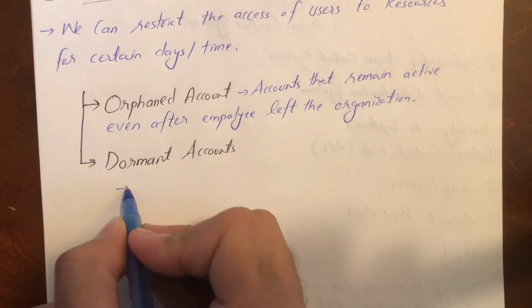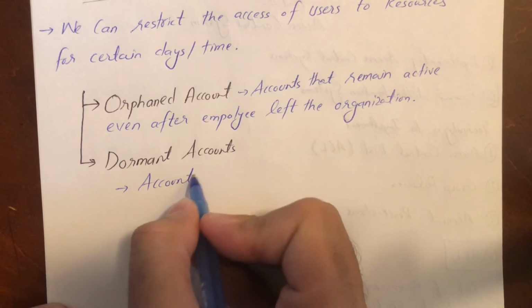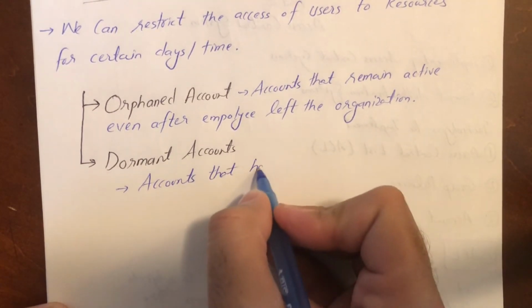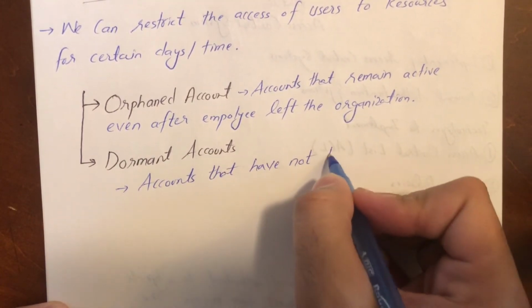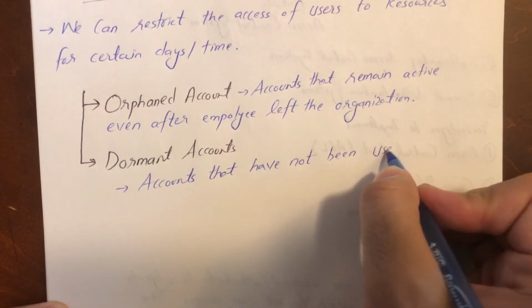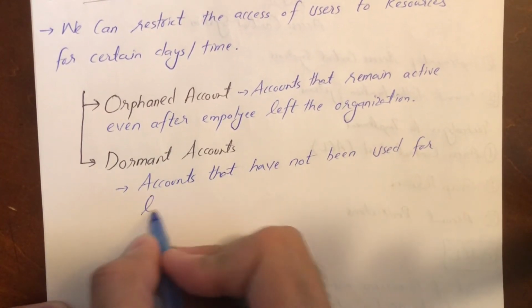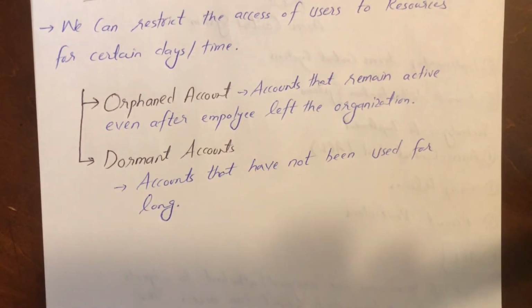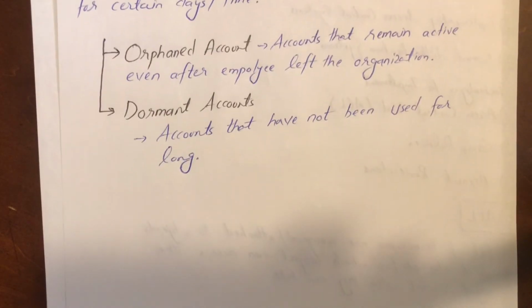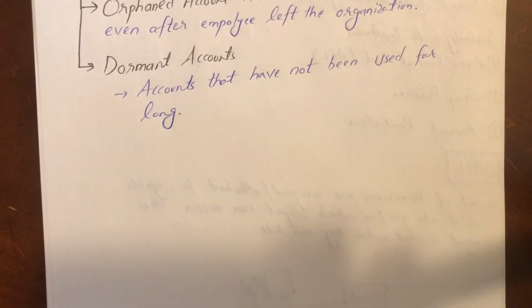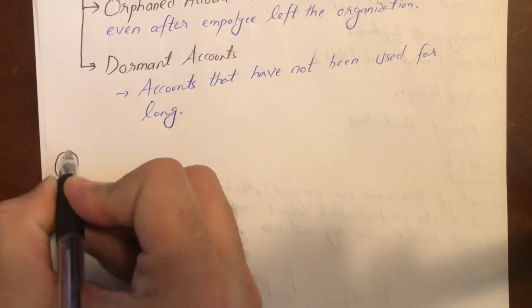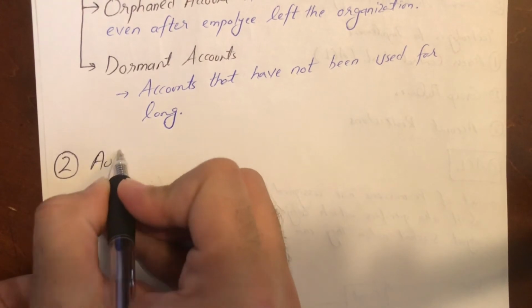Dormant accounts are accounts that have not been used for a long time. Again, for dormant accounts, we need to keep an eye on them, maintain the logs, check the activities, and supervise them. Next, the second agenda item is the authentication services.